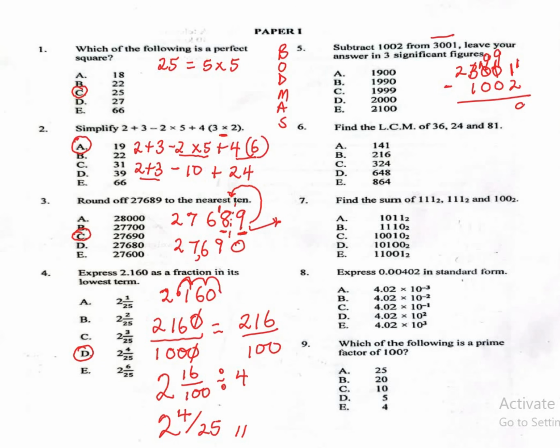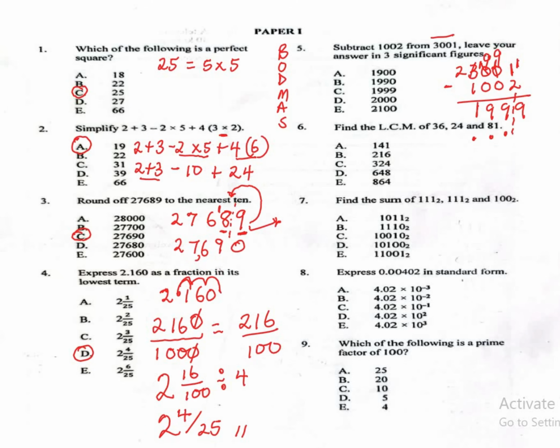11 minus 2 here is 9. 9 minus 0 is 9. 9 minus 0 is 9. 2 minus 1 is 1. So if you subtract 1002 from 3001, your answer will be 1999. But the question says, leave your answer in three significant figures. So this is 1, 2, 3.